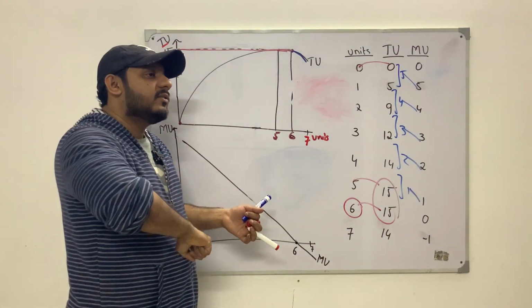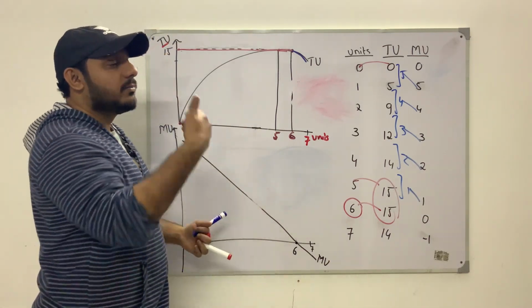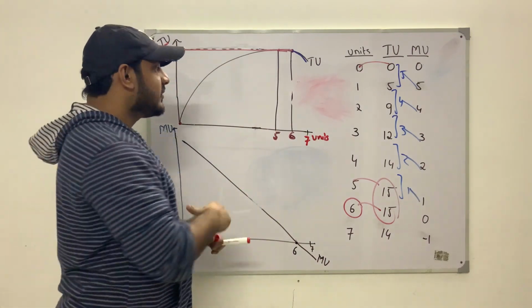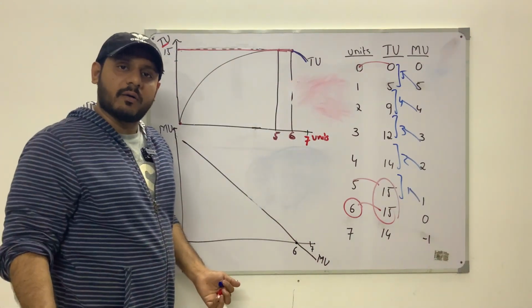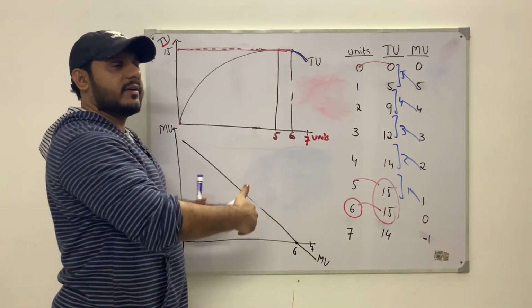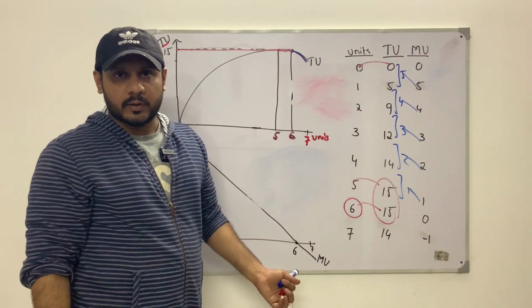Why did I say that the shape of total utility also follows the law of diminishing marginal utility? Because when the marginal utility will diminish, the slope of total utility will fall, right? And when the slope of total utility falls, the marginal utility curve has to be downward sloping, because marginal utility is the slope of total utility.